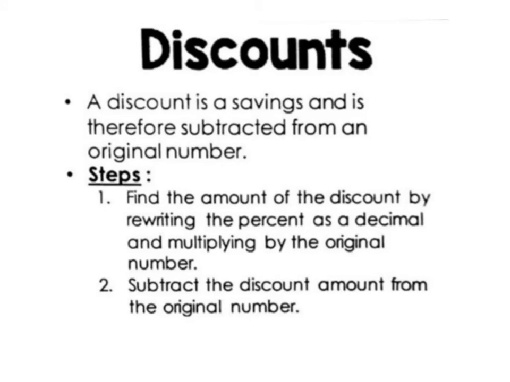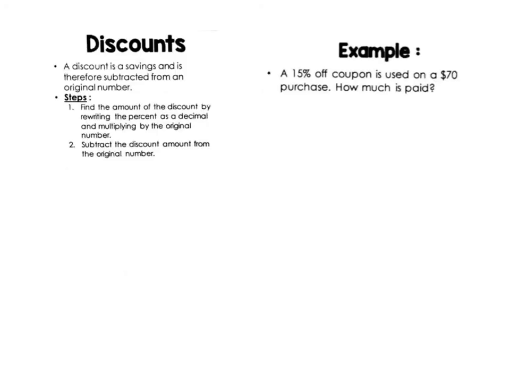So the last thing we're going to talk about today is discounts. A discount is a savings and is therefore subtracted from the original number. So we find the amount of the discount by rewriting the percent as a decimal and multiplying by the original number. The last step is to subtract the discount from the original number. So let's look at our example. A 15% off coupon is used on a $70 purchase. How much is paid?